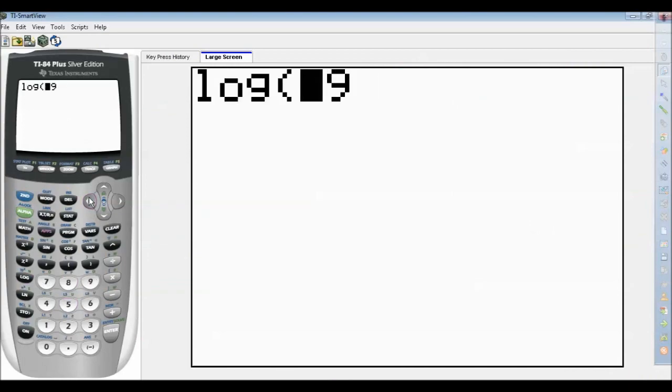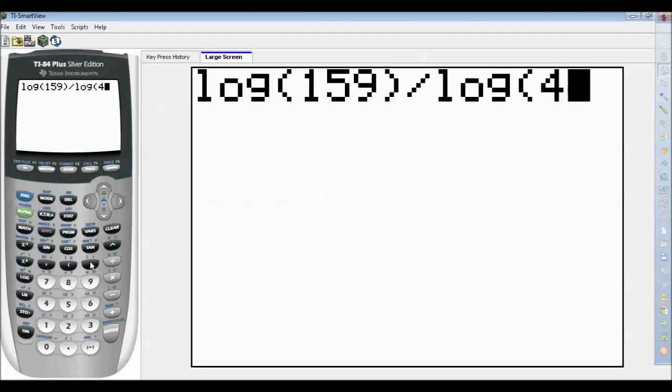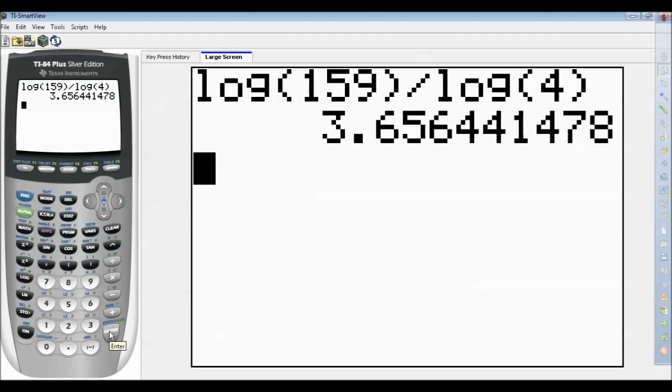Oh, it's 159, right? Close your parenthesis. So about 3.656.